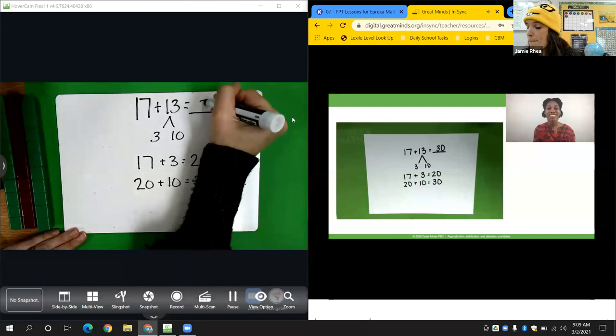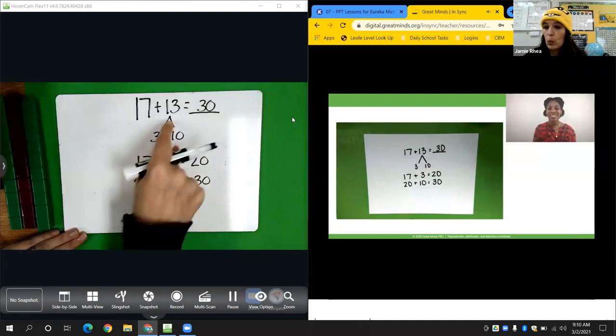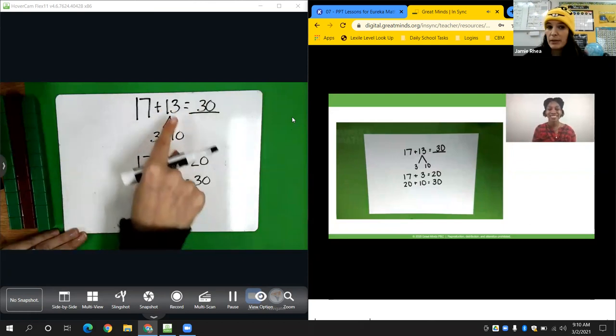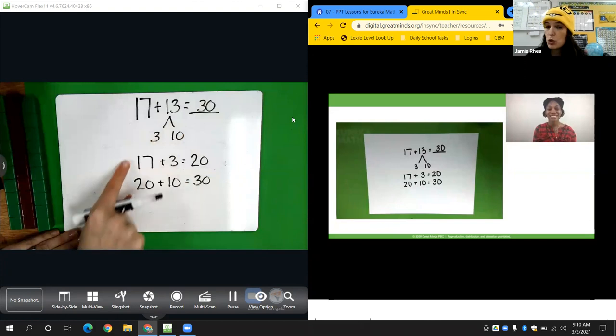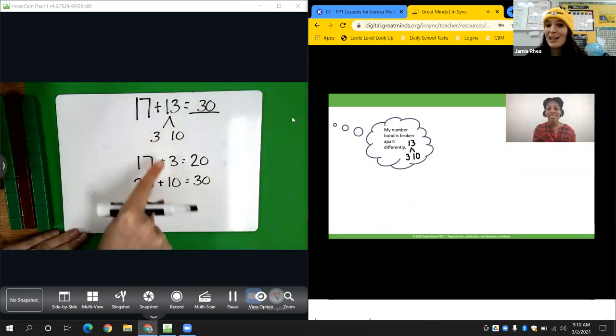Well, mathematicians, take a moment to look at my work. Ask yourself, what's similar and what's different? Go ahead. Take a moment to think. We still had the number bond, just like she did. And we still had the two addition problems. But this time, we didn't add the tens first. We added the ones first.